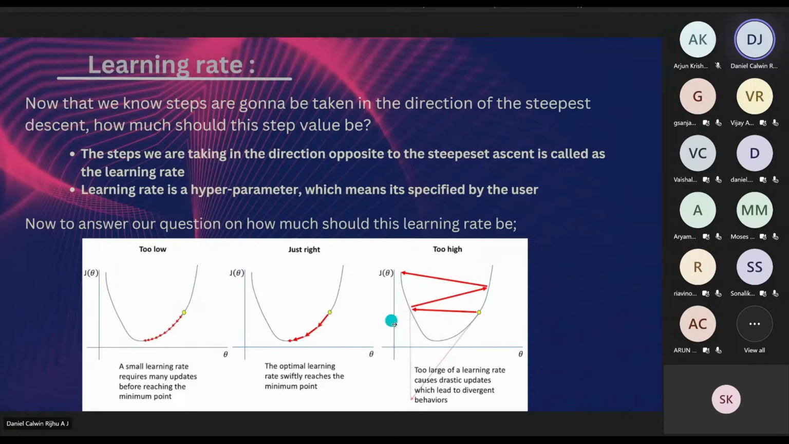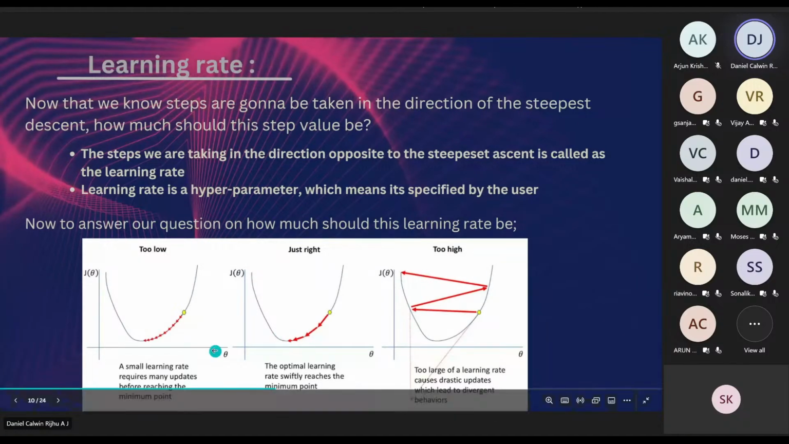Before getting into how we fine tune the hyperparameter, we have to know the consequences of setting the hyperparameter at two different extremities. So let's take the first case where our learning rate is too low.